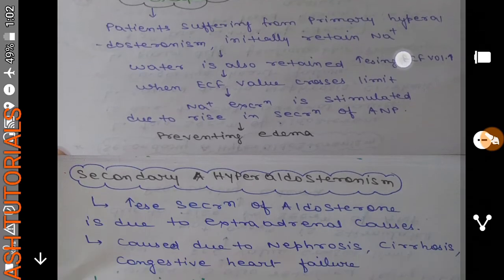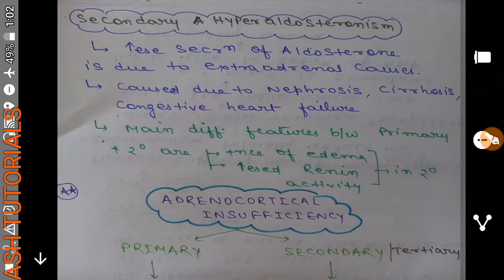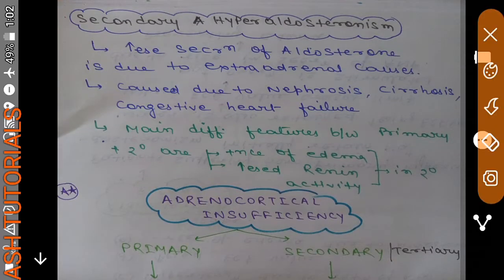Now moving to secondary hyperaldosteronism. In this also aldosterone secretion will be increased, but due to extra adrenal causes. Primary hyperaldosteronism means adrenal causes, that is tumor of the zona glomerulosa or like that, and in secondary the causes will be extra adrenal, like nephrosis, cirrhosis, congestive heart failure. These are the most common causes of secondary hyperaldosteronism.